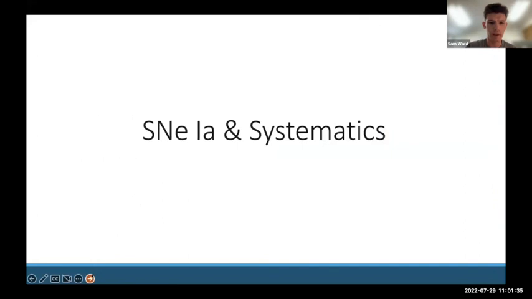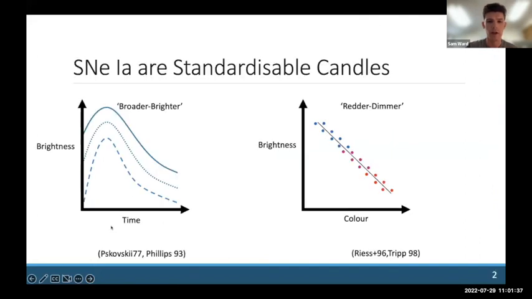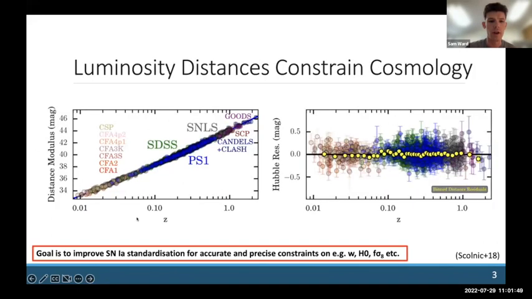Type 1a supernovae and systematics. As we're well aware, Type 1a supernovae are stellar explosions, and we can treat them as standardizable candles. We can correct for population correlations with the light curve shape and apparent color and standardize the absolute magnitudes. Coupled with a measurement of apparent magnitudes, we get an estimate of luminosity distance, and couple this with an estimate of cosmological redshift, and we get a Hubble diagram from which we can constrain our cosmological parameters of interest.